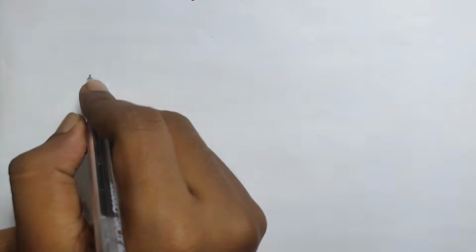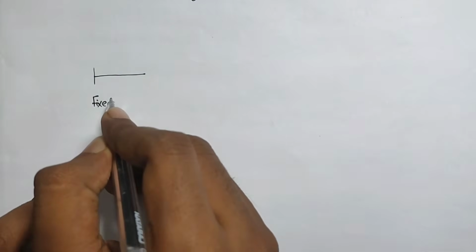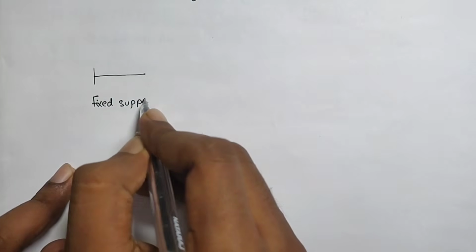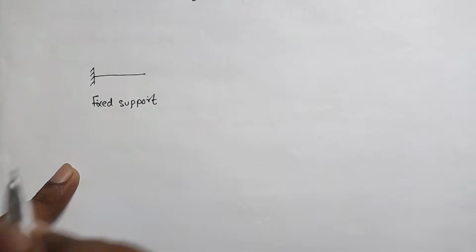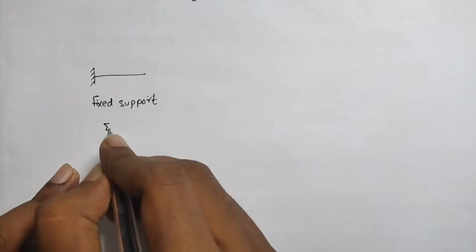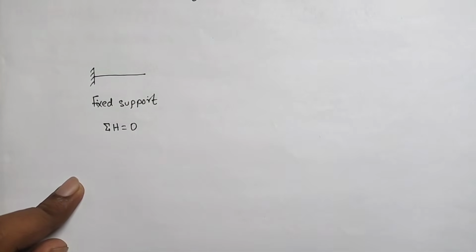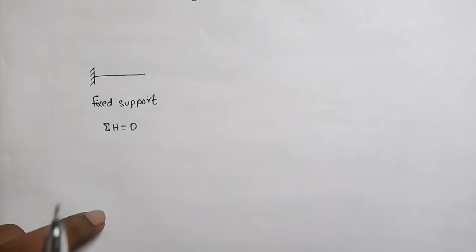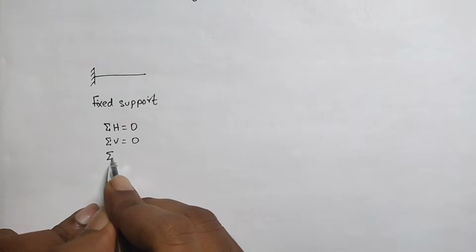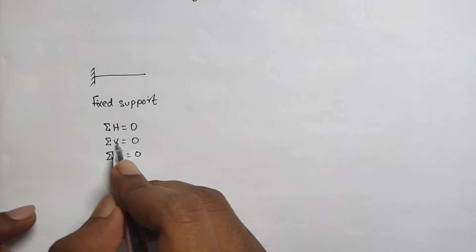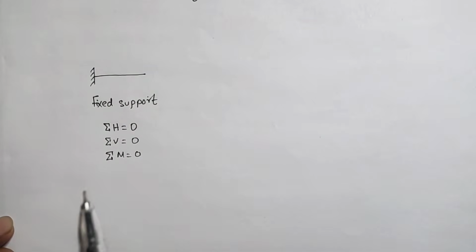If we discuss the fixed support, this is our fixed support. In a fixed support we have basically 3 conditions of static equilibrium: summation H equals 0, which is the sum of the forces acting along the horizontal direction equals 0. Similarly, summation V equals 0, the sum of forces acting in the vertical direction, and summation M equals 0, meaning the moment about that point equals 0.